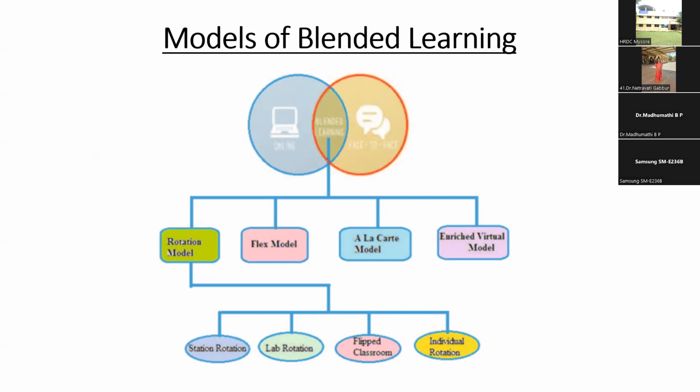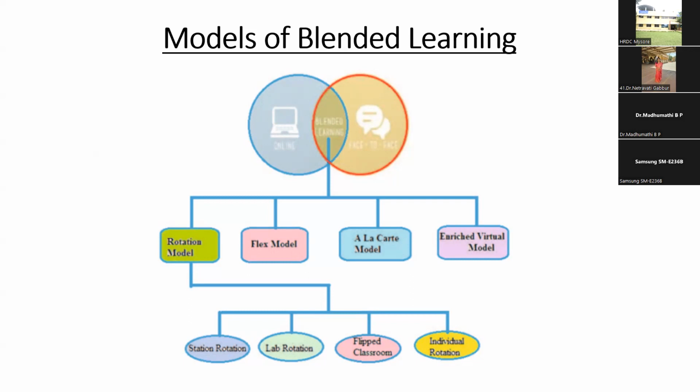Okay, so it is not rotating themselves, it is a rotation in the sense that the teacher would have identified. So it is rotate between different stations on a fixed schedule. So the schedule will be fixed. So among this rotation model, there are four: station rotation, lab rotation, flipped classroom, and individual rotation. That is different. See, it's very, very clear.